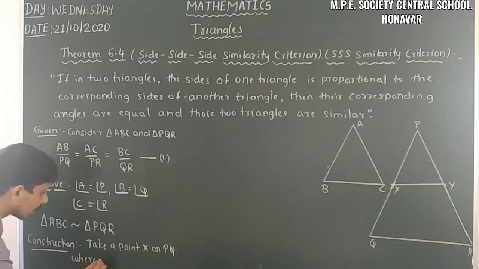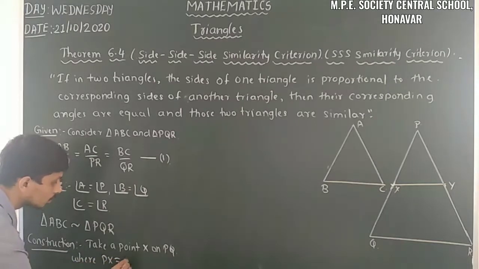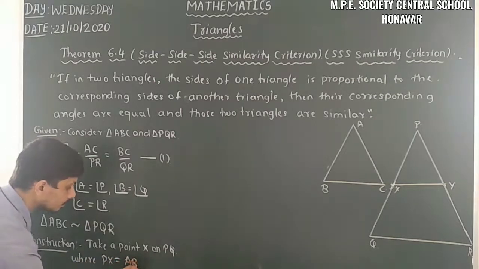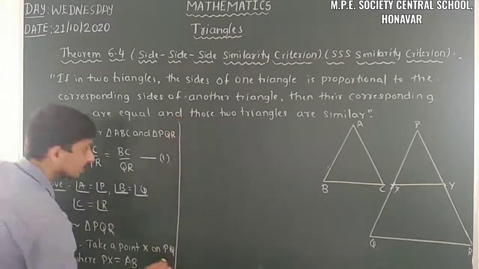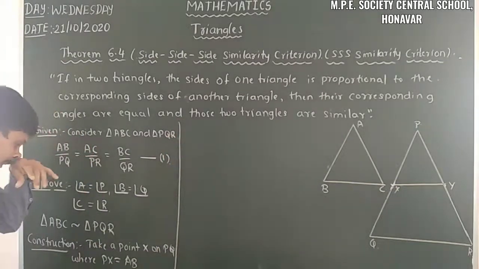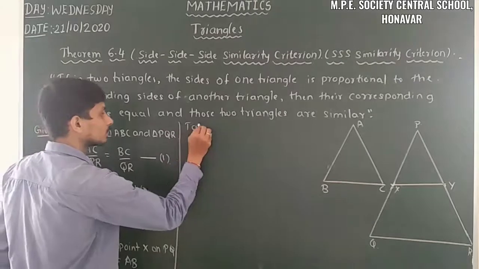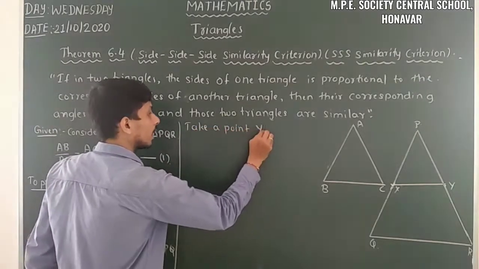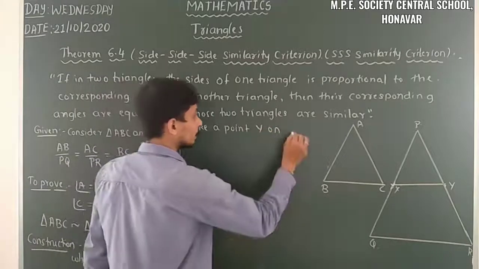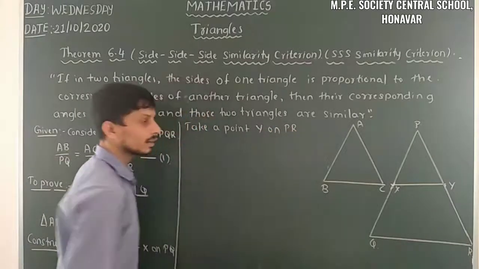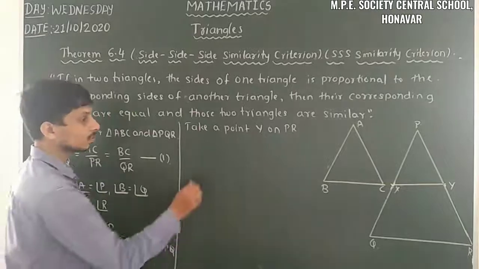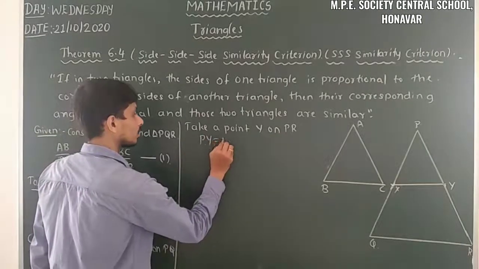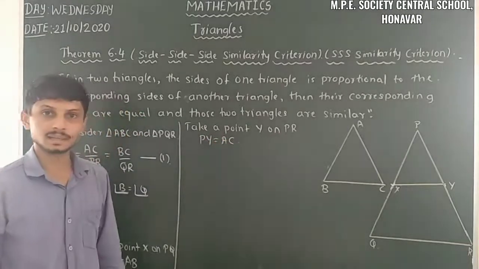Where PX is equal to AB. After that I will write here. Then another construction: take a point Y on PR where PY is equal to AC. PY is equal to AC here.